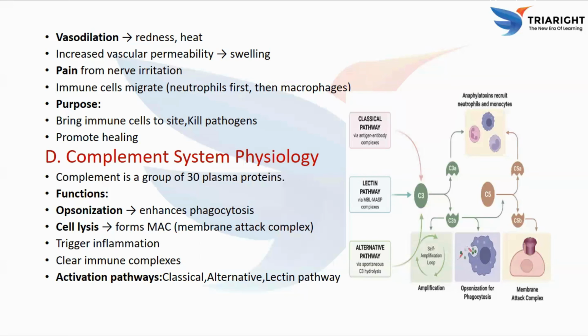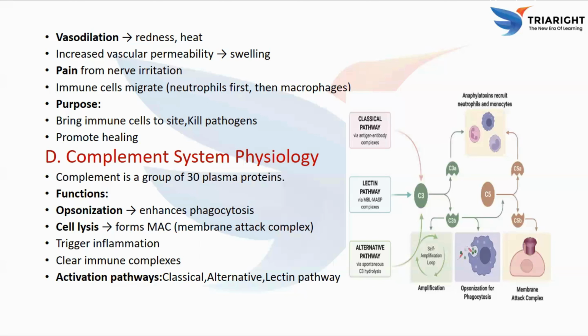And the next function is clearing immune complexes. Complement helps remove antigen-antibody complexes from the blood. So it prevents them from depositing in the tissues, reducing autoimmune damage. So what are the activation pathways? How is the complement system switched on?